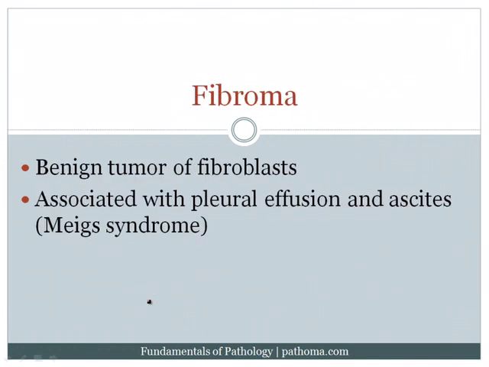The third type of sex cord stromal tumor is a fibroma. This is very high yield for the purposes of board exams. It's a benign tumor of fibroblasts, but what's even more important than that is that it's associated with pleural effusion and ascites in a subset of patients, and that is called Meigs syndrome. So a woman who's got an ovarian tumor with pleural effusion and ascites, that entire complex is called Meigs syndrome.